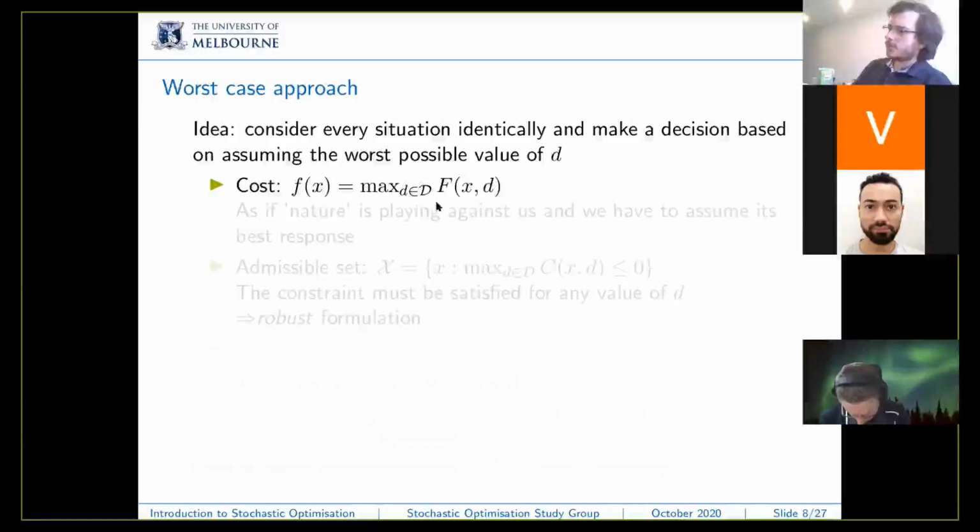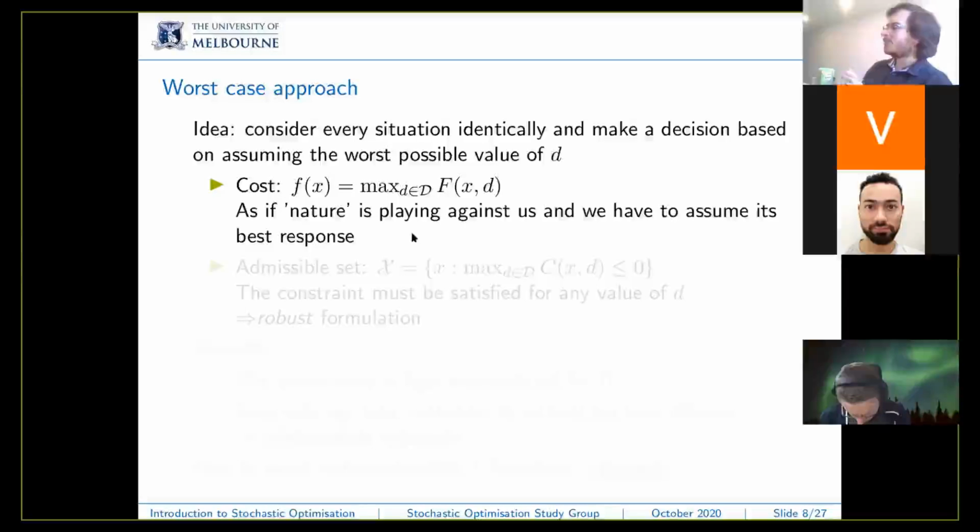Precisely in terms of the cost, it means that for a fixed value of x, you will consider that the value of d that you get will maximize the cost, with respect to d. And everything happens as if you were in some way playing against nature. This is often how we represent it.